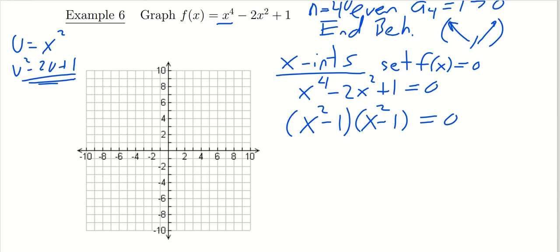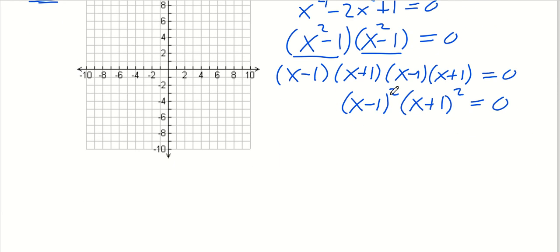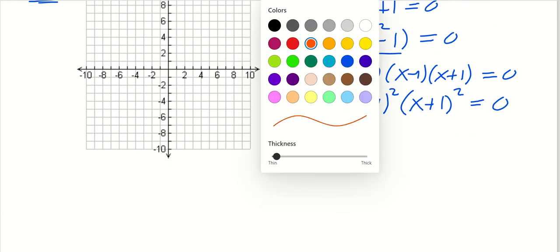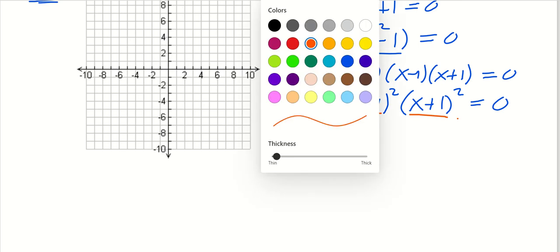And then notice that each one of these is a difference of squares, so they factor even more. We get x minus 1 times x plus 1 for the first factor. And the second one also factors as x minus 1 times x plus 1. We can write this more compactly as x minus 1 quantity squared times x plus 1 squared equals 0. To find the zeros of this function, the intercepts, you don't have to set the entire part, but just the part under the exponent equal to 0.